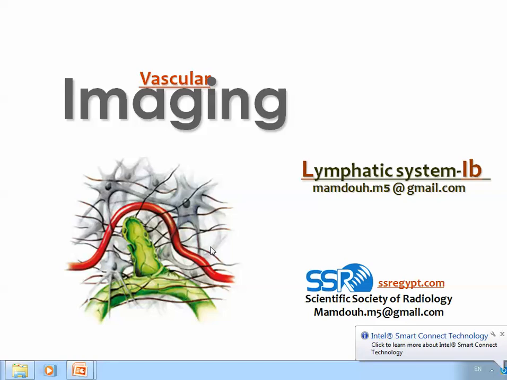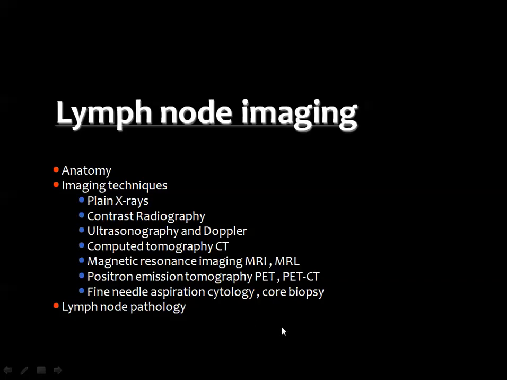Dear colleagues, we will continue the subject of vascular imaging, and we have started with the lymphatic system. The previous lecture was about the imaging of the lymphatic vessels. Now we will proceed with the imaging of the lymph nodes. Here we want to talk about the anatomy and some of the imaging techniques, and also we would like to have an idea about lymph node pathology.